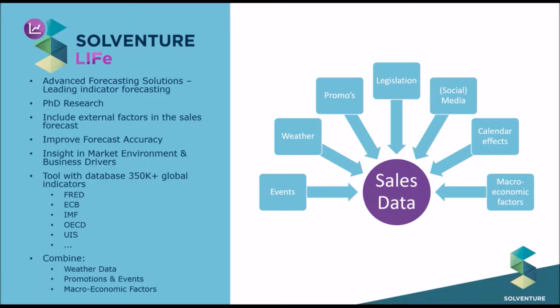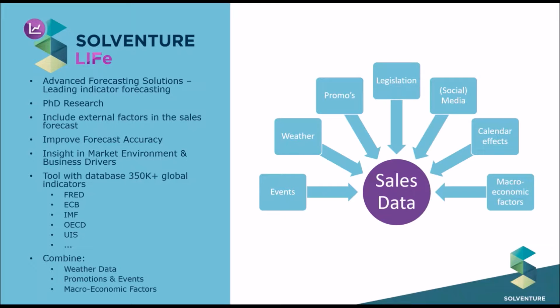So what have we done? We've developed a tool where we've gathered global data from various data sources. So data from, for example, the Federal Reserve Economic Data, but also other data sources like IMF, OECD. Up till now, we have more than 350,000 external indicators in our database. And what the tool does is it automatically selects which type of external data is related to your sales. On the basis of the output of that scan, we generate sales forecasts to improve our sales operations.